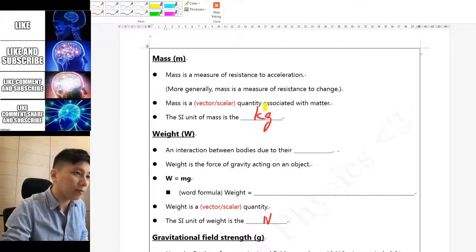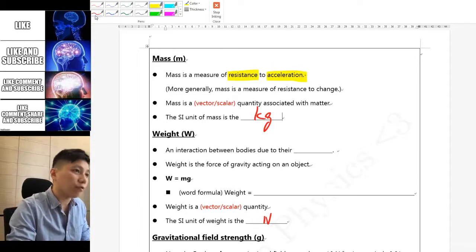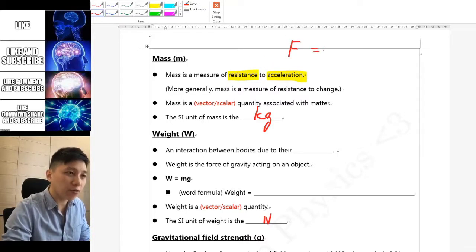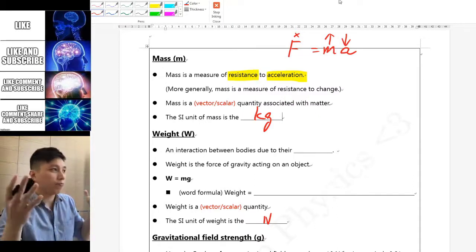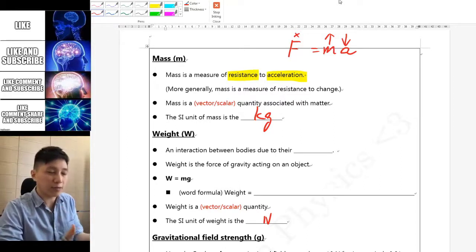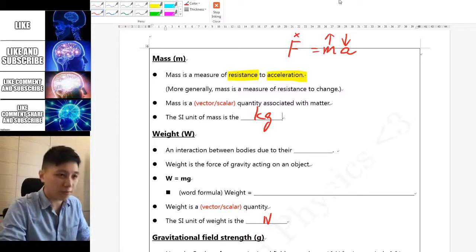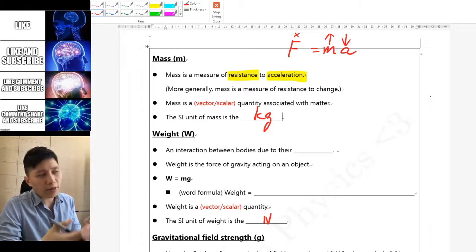First of all, for mass, it is a measurement of the resistance to acceleration. So if you recall what you learned earlier, F equals ma. If you have a greater m with the same amount of force, then obviously acceleration will be smaller. So that's why if you try to push a greater mass, it is harder to push. I mean, imagine you push someone who is heavier, it's way harder to push than, say, your textbook or my cup, for example.